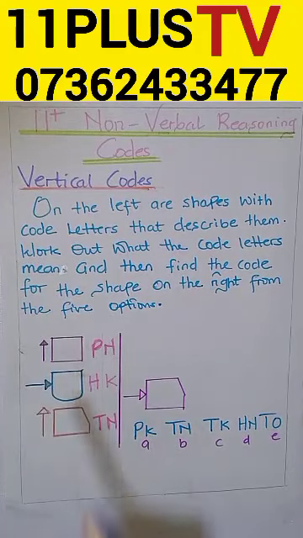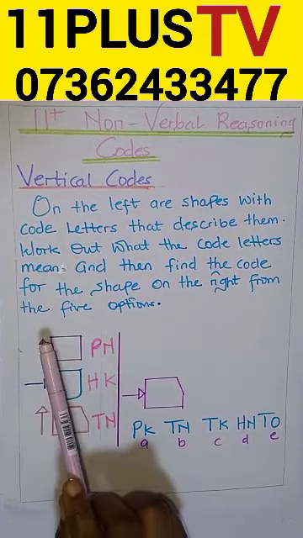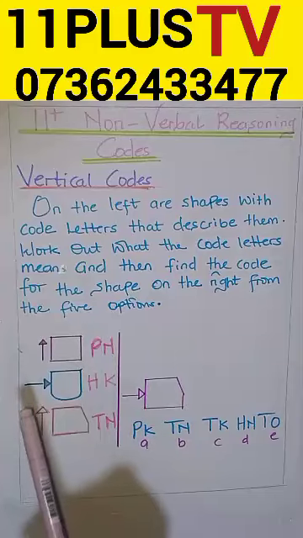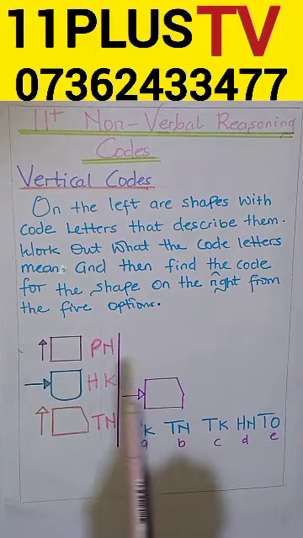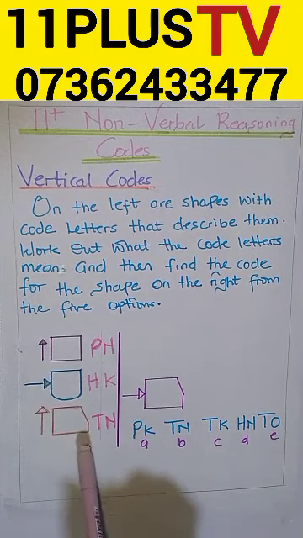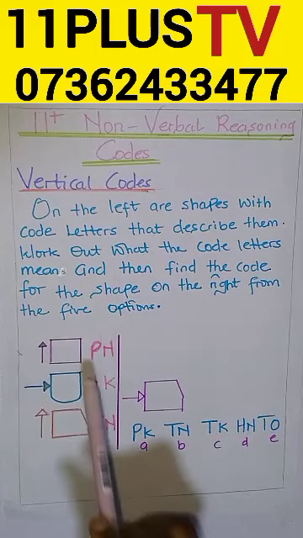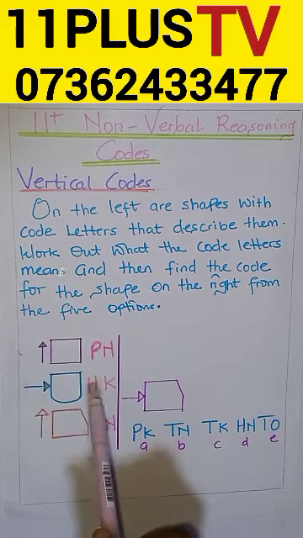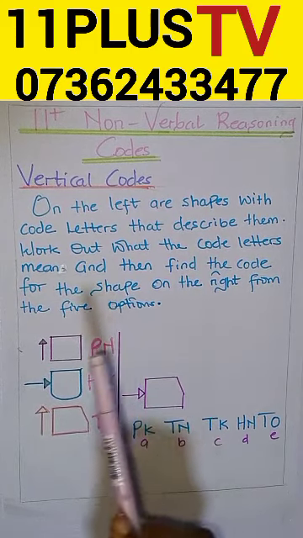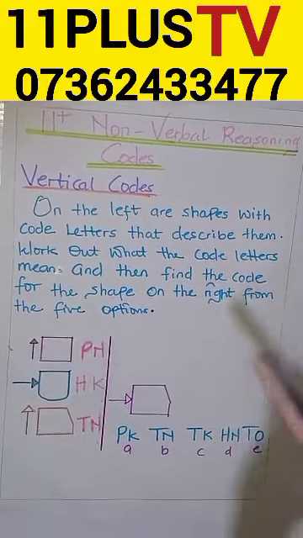Let's take the first shape. You can see you have a square and an arrow facing up. Here you have a semicircle and an arrow pointing to the right. And the last shape is a pentagon and the arrow is pointing up. You can see the code letters PN, HK, TN. There is no difference between vertical codes and horizontal codes, still the same format.